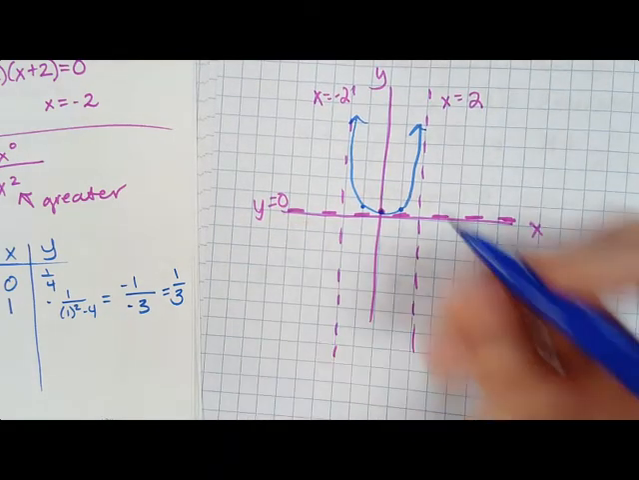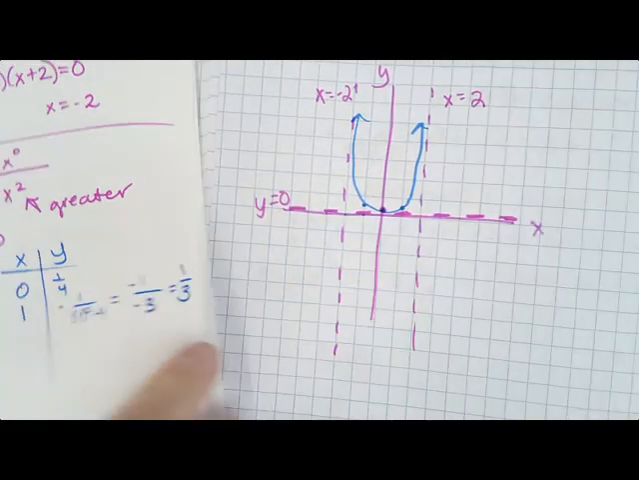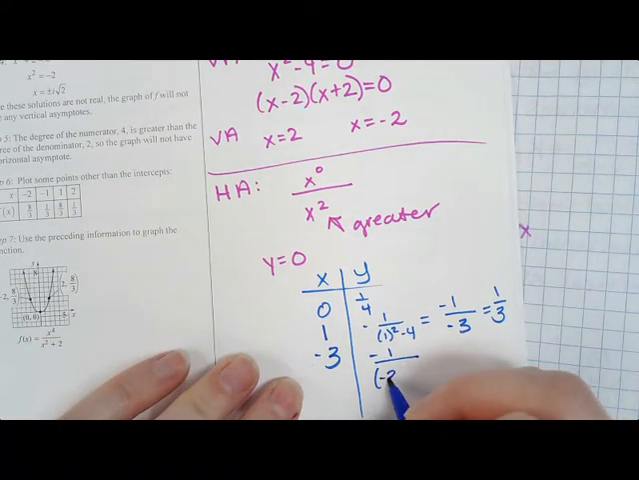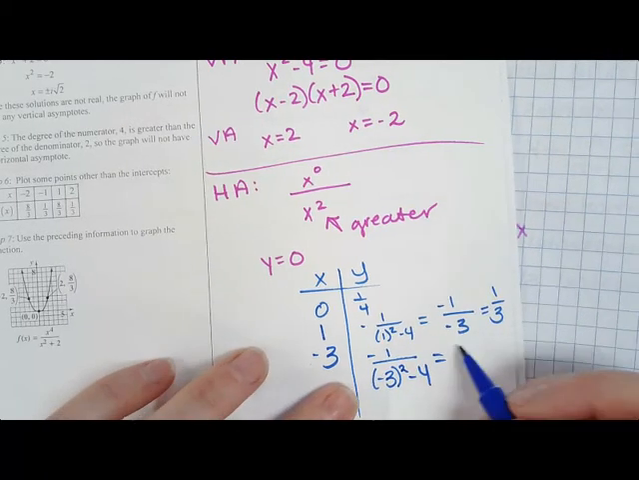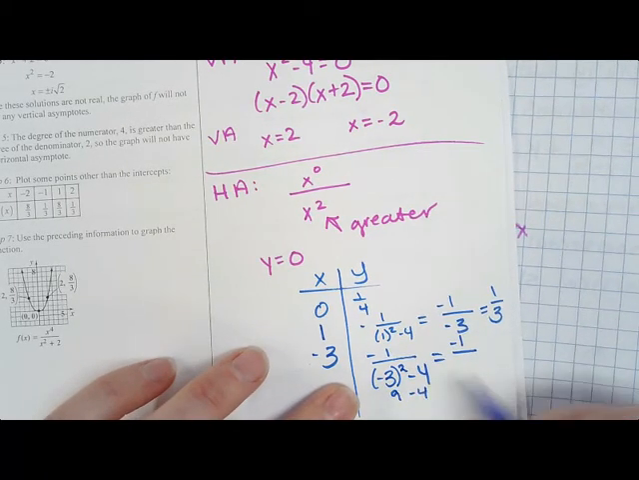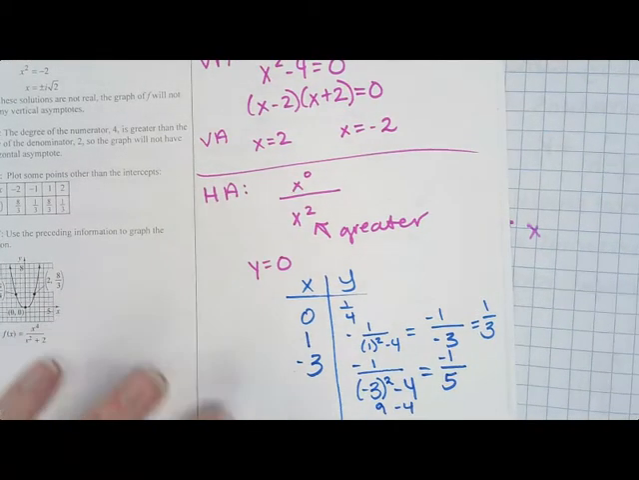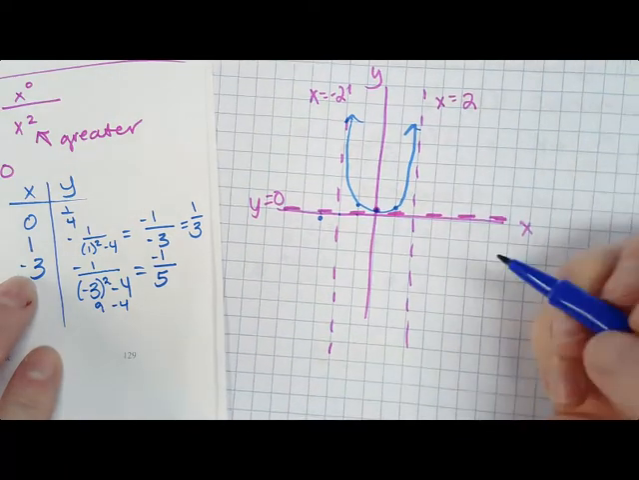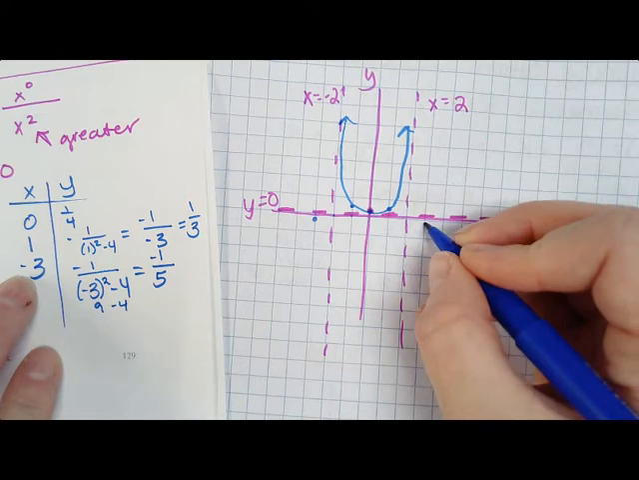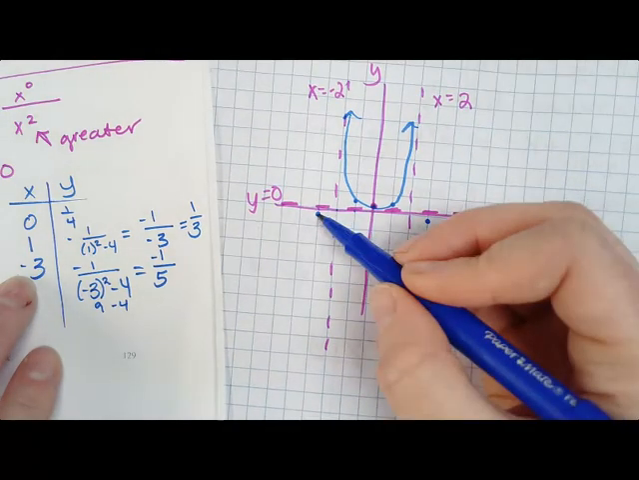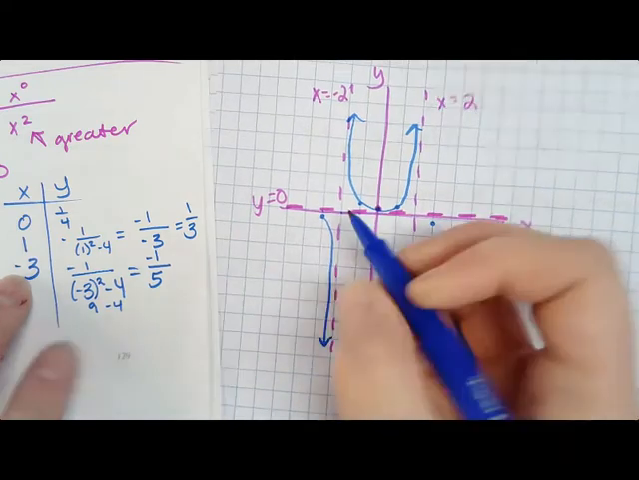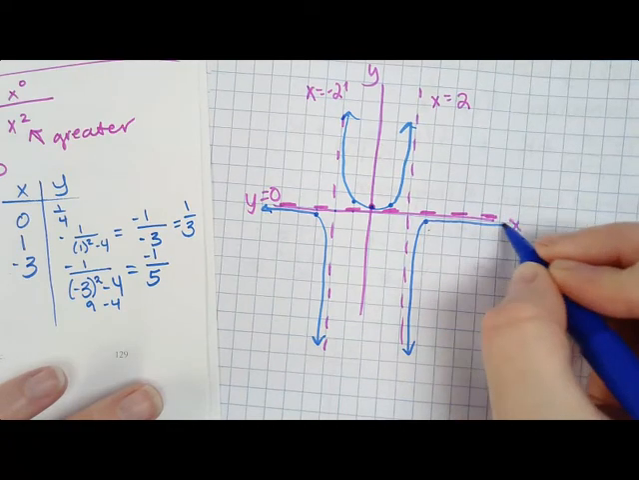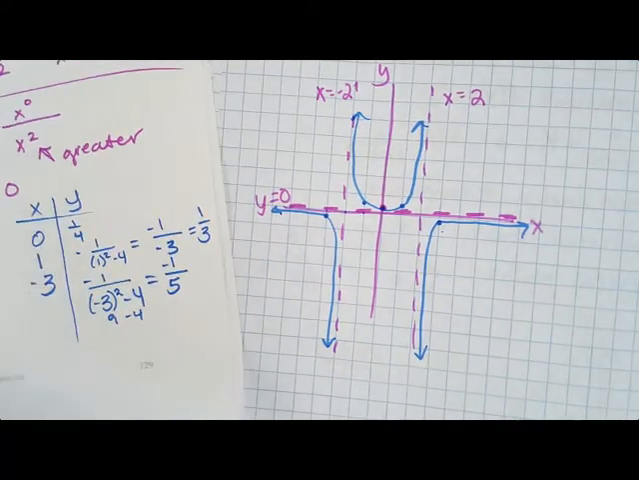So now we need to find this one. So let's see. 1, 2, 3. Let's do negative 3. So negative 1 over negative 3 squared minus 4 equals negative 1 over, that'd be 9 minus 4, which would be 5. Negative 1/5. So over to negative 3, down to 1/5, so it's like that. So this is going to be the same thing because it has symmetry. So it's going to curve to the side and curve to the side. So that's what your graph should look like.